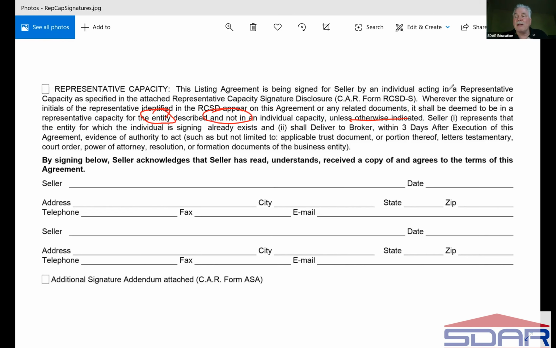The finesse part about this is filling out the form properly. That's the fun part. Seller, number one, represents that the entity for which the individual is signing already exists. Now, folks, listen, how many times have you had somebody tell you that we're in the middle of forming the corporation, or we're in the process of creating the partnership? We don't have it all done yet, but we want to sign it in the partnership. That fails the test. If the entity does not exist, please don't sign on behalf of something that doesn't exist.